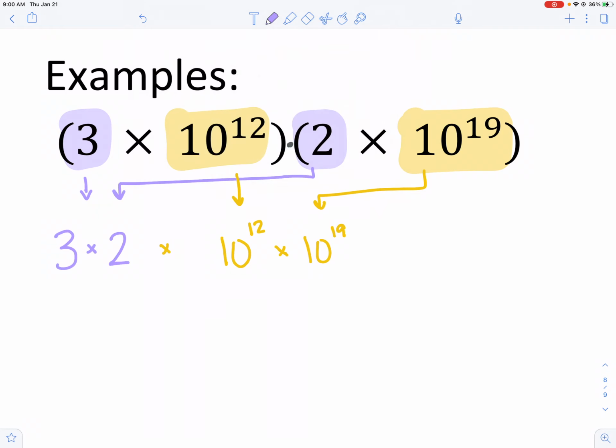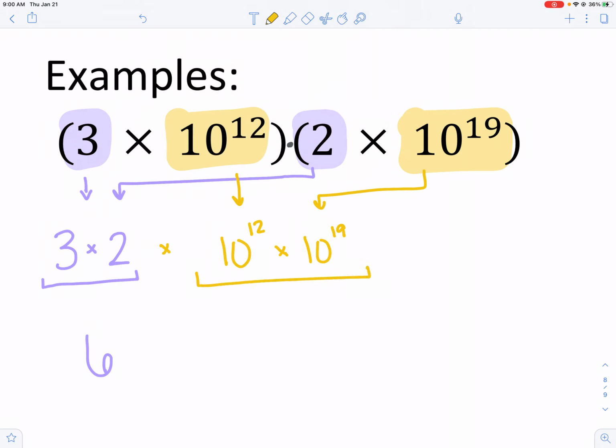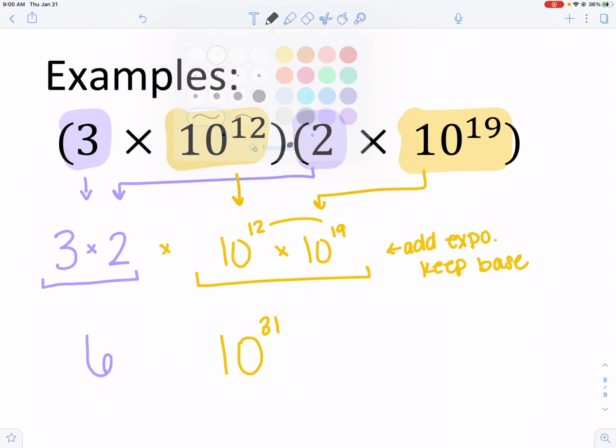Now I can multiply like I'm used to. So 3 times 2 is going to give me 6. I've got bases being multiplied, so the property says that I can add the exponents and keep the base. You learned that property back in Math 101. You saw it again in Math 102. You saw it in Math 110. So you've seen this before. I'm going to add 12 plus 19, which gives me 31. And so that's going to be the exponent on the 10. So I'll have 6 times 10 to the 31.